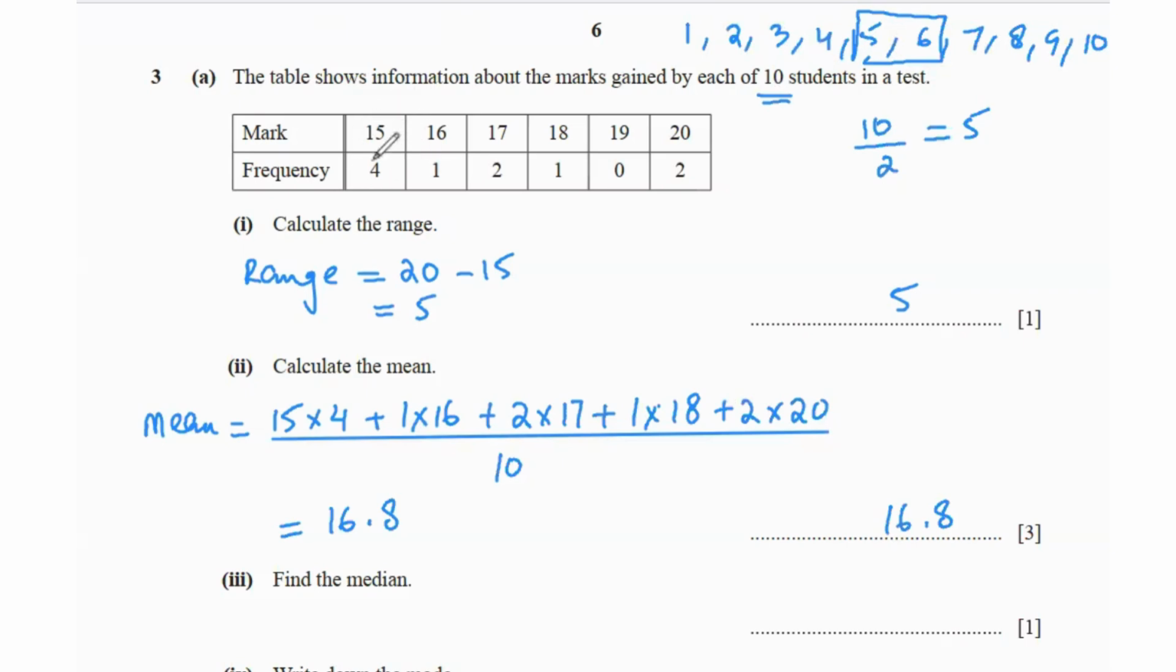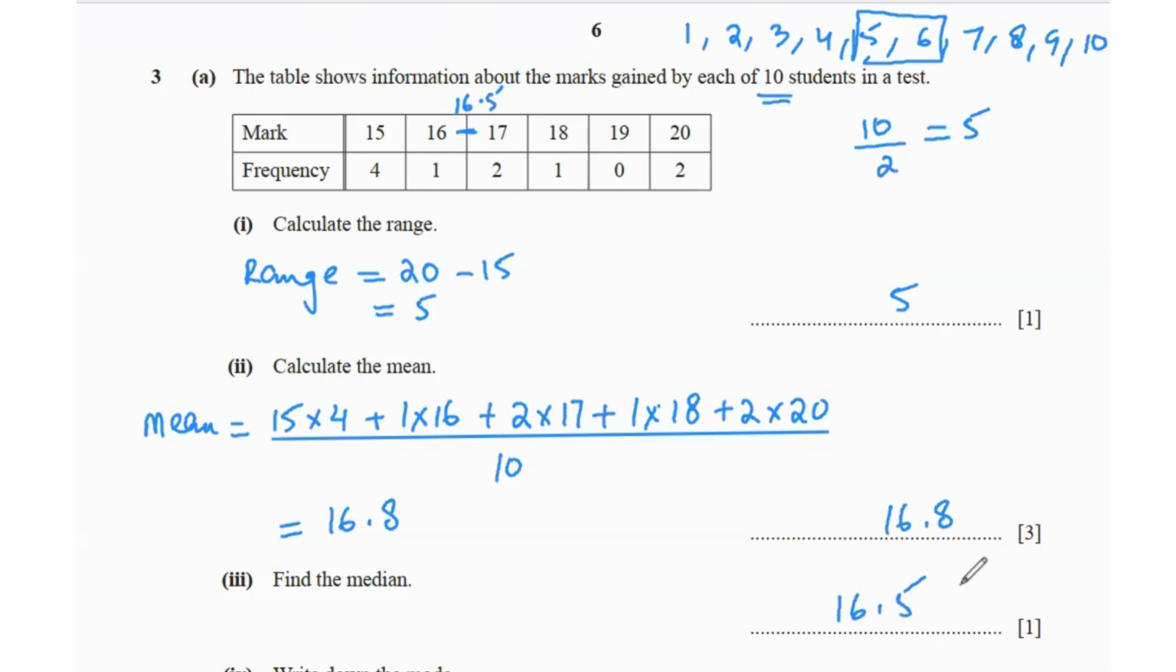So the first four values are over here, the fifth value is over here, and the sixth and seventh values are over here at 17, which means our 5.5th value is going to be in the middle over here, which is at 16.5. So that's our median value.